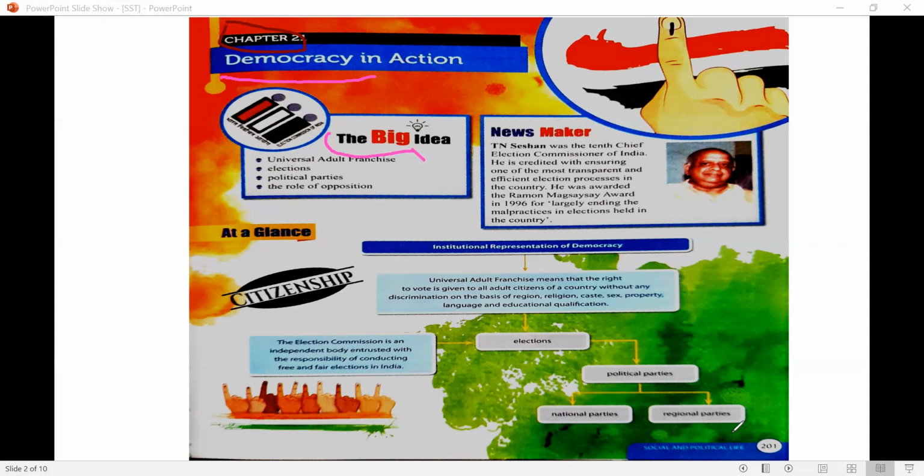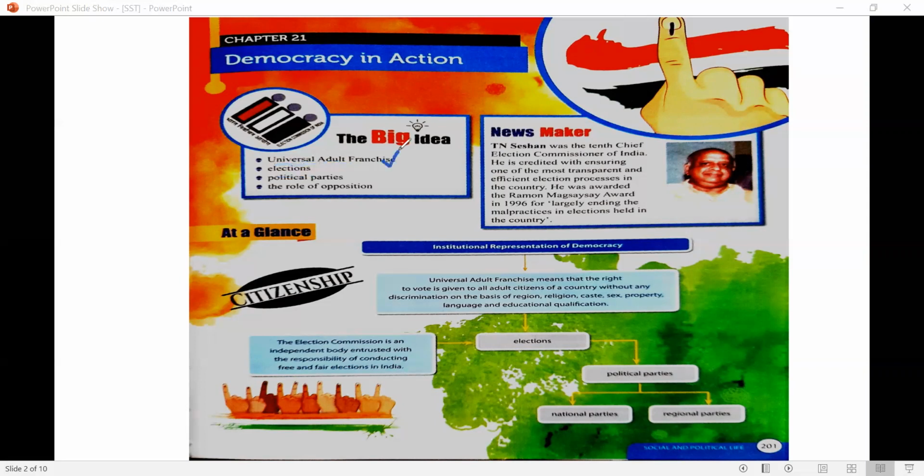So what is the big idea of this chapter? Talking about the big idea, we get to know that in this chapter we will learn universal adult franchise, elections, political parties, and the opposition of the different parties, or we can say the role of opposition.